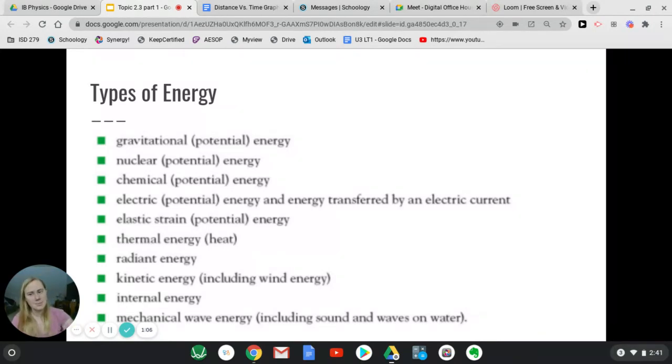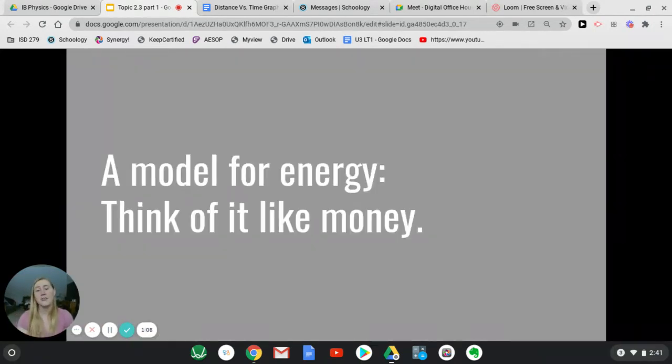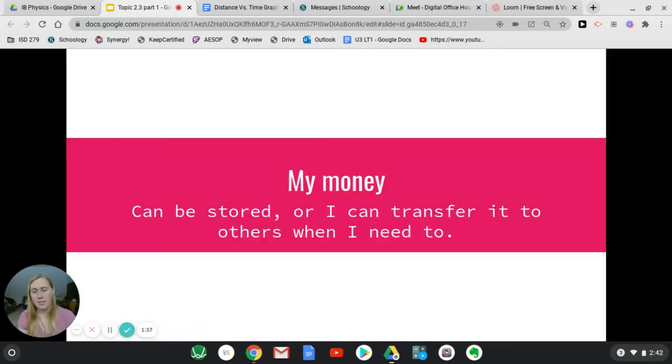So, types of energies. A model for thinking about energy, since it's undefinable: let's think about it like money. So what is money? Money is something we use, and it comes in a lot of different forms, like dollar bills and pennies and nickels, and in other countries, it's even different systems. But what is it? It's something we use. So that's the similar thing.